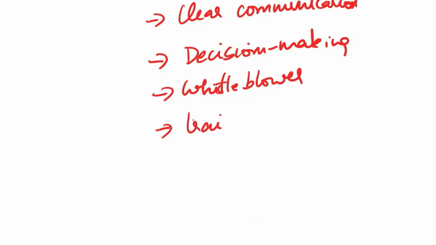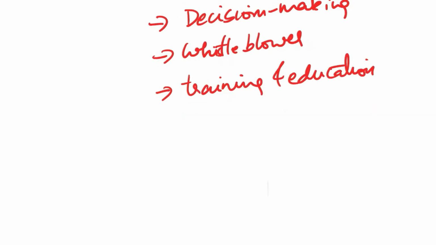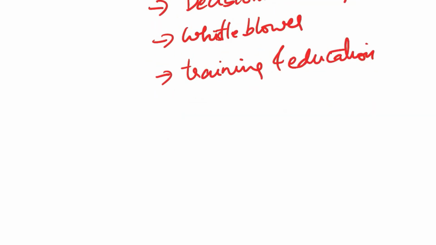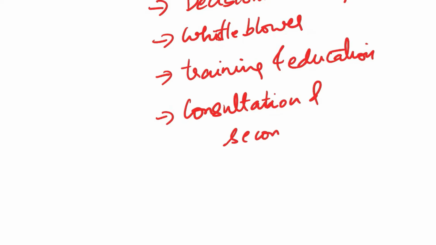Next is training and education. Stay updated with the latest auditing standards and best practices to maintain professional competency and objectivity. Next one is consultation and second opinions. Seek advice and consultation from colleagues or external experts when facing complex or contentious issues during the audit. This can help ensure that audit judgments are objective.